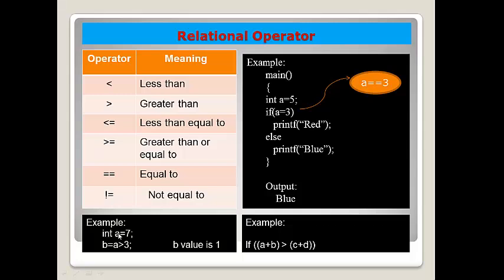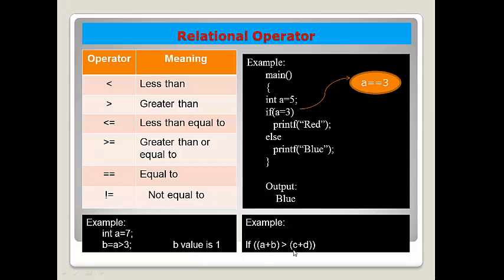The next example: integer a equal to 7, b equal to a greater than 3. The a value is 7, so 7 greater than 3, the condition is true. The value 1 is assigned to b. If the condition is false, the value 0 is assigned to b. Because a is 7 and 7 is greater than 3, the condition is true, so 1 is assigned to b. So now the b value is 1.